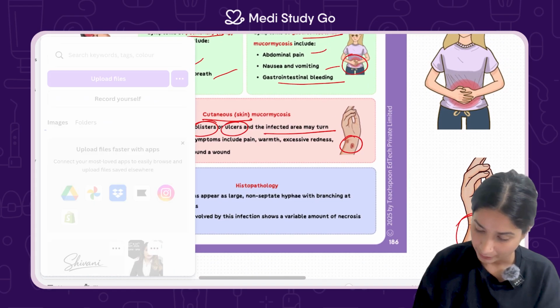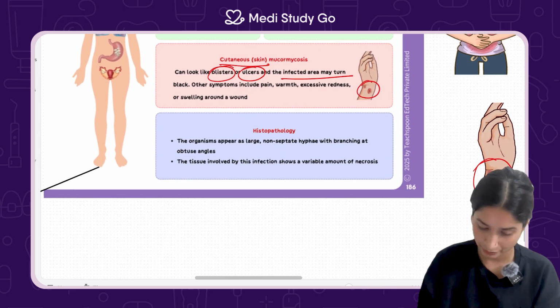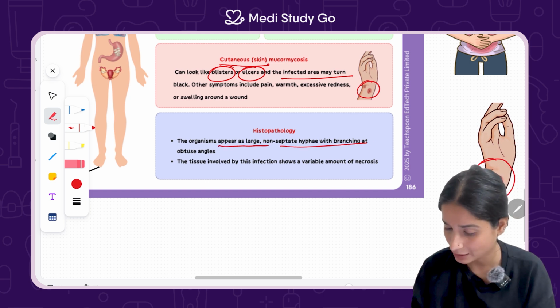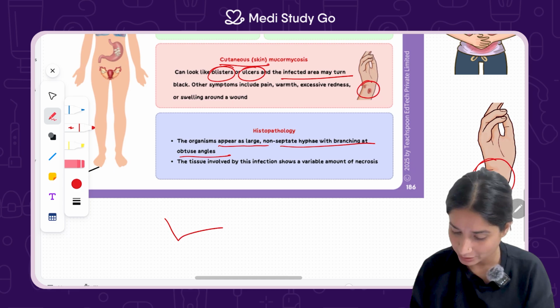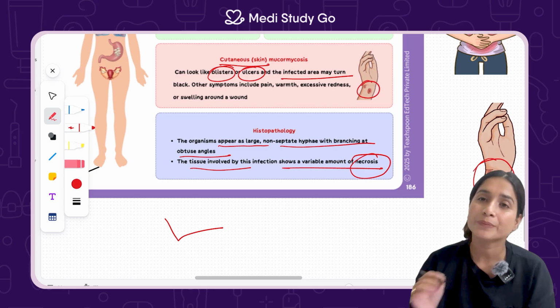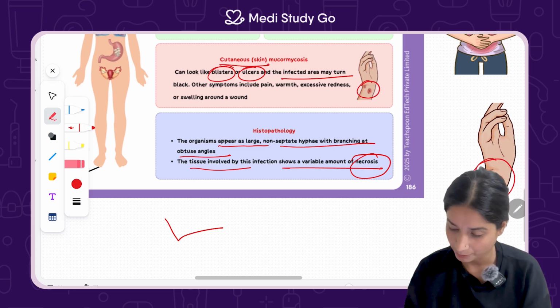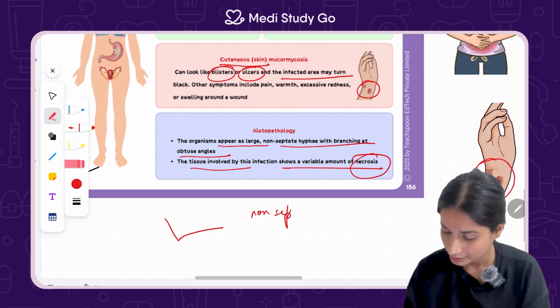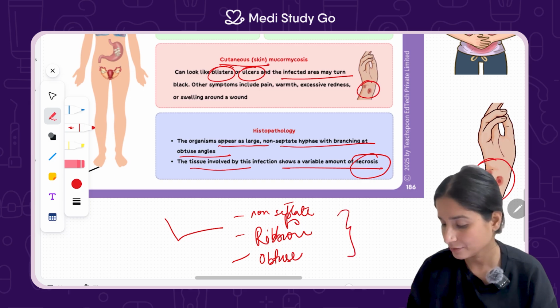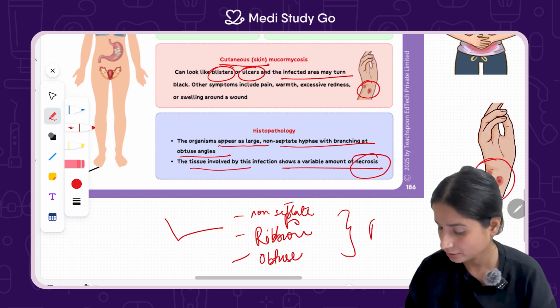And then the histopathology. Like before, in the laboratory diagnosis we studied a little about histopathology: the organism appears as a large non-septate hyphae with branching at an obtuse angle. The tissue involved by this infection shows a variable amount of necrosis. So the main characteristic features of these hyphae are that they are non-septate, they have a ribbon-like structure, and they branch at an obtuse angle. And the special stains we have studied are Grocott methenamine silver and PAS stains.